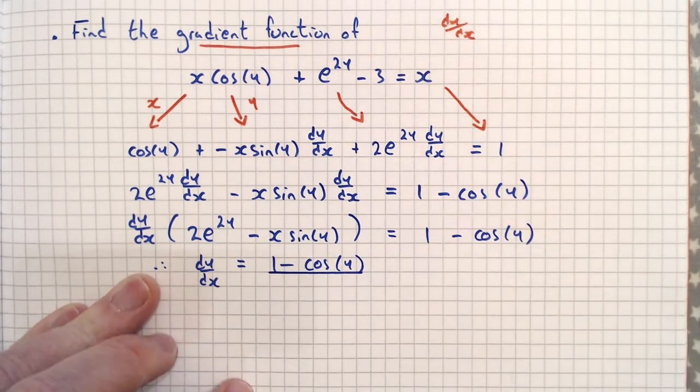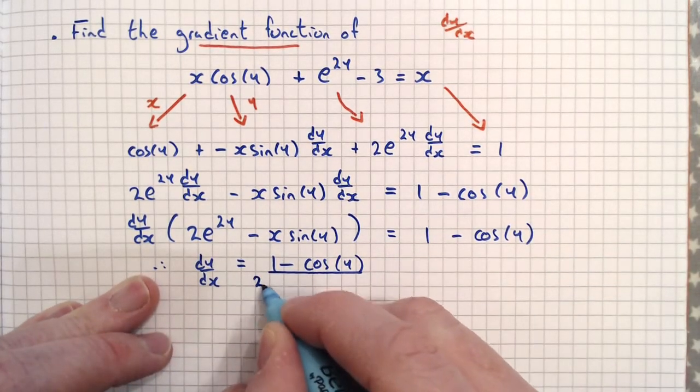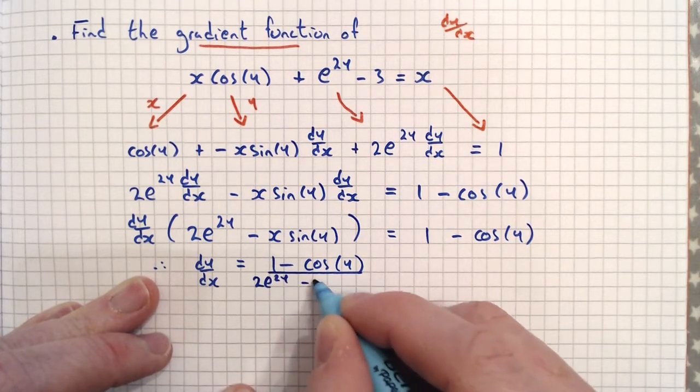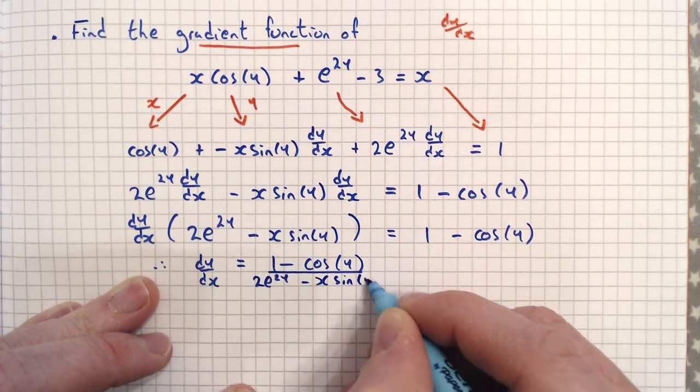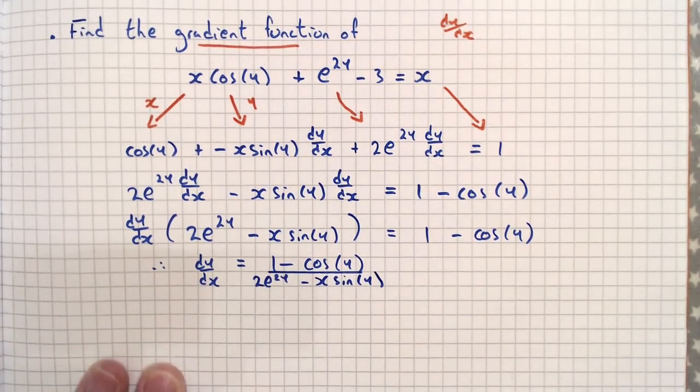Looks quite horrible, but sometimes they do. Sometimes, of course, you can simplify them as well. Hopefully you understand implicit differentiation a little better.